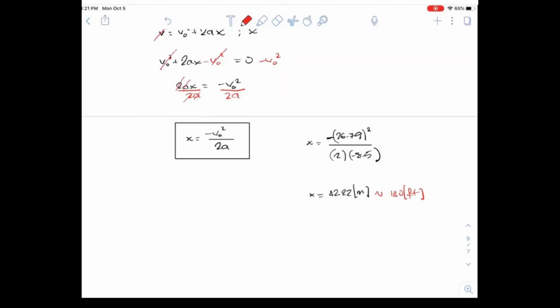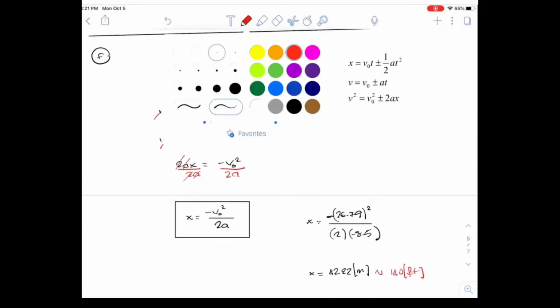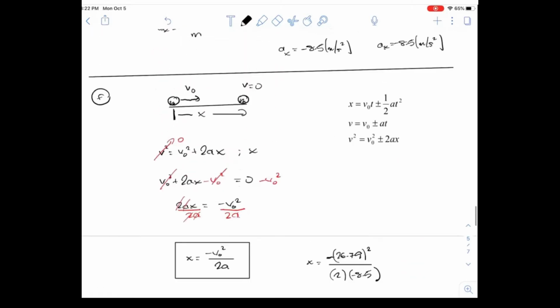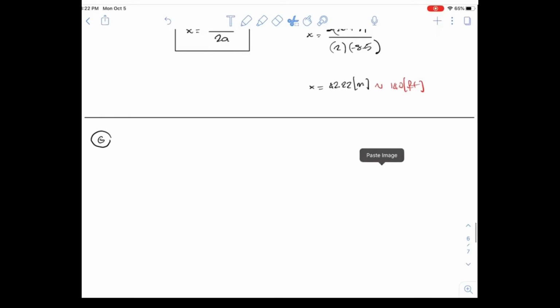Okay, so the next question is, how long will it take for it to come to a stop in terms of the time? So let's move on. E, F, G, I think this is G. Time it's going to take for it to come to a stop. Okay, once again, I'm going to copy this. I think this was already copied.